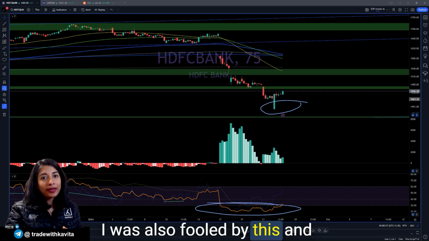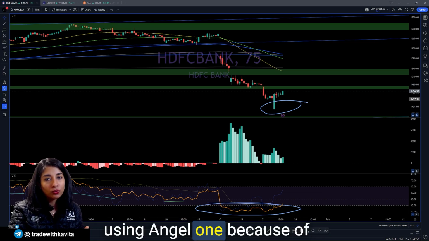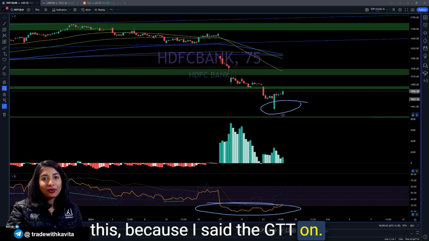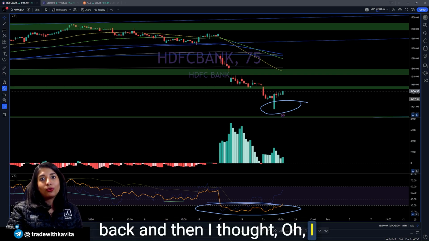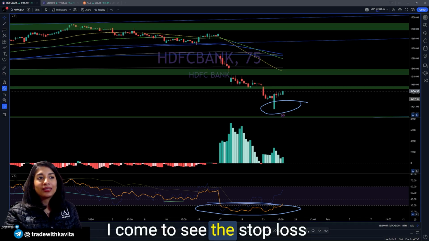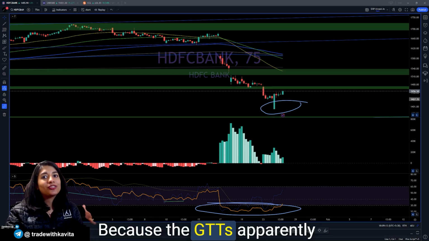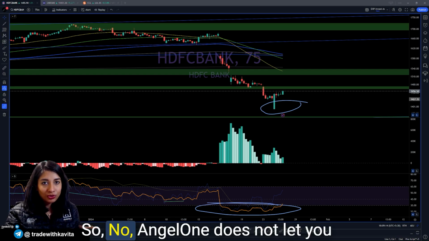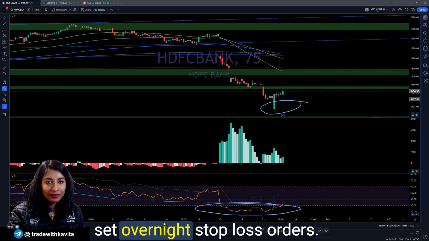I was also fooled by this, and I actually lost a lot of money using Angel One because of this, because I set the GTT on my Angel One account long back, and then I thought, oh, I set the GTT, and then later I come to see the stop loss never got triggered. Why? Because the GTTs apparently were getting cancelled. So no, Angel One does not let you set overnight stop loss orders.